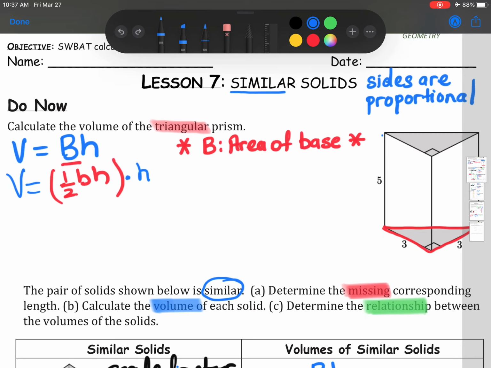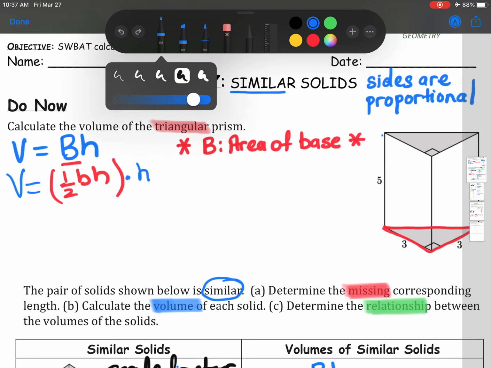What will that help you with? If you are given two similar shapes and one of the sides is missing, you can set up a proportion and find it. Okay, so now let's do this.